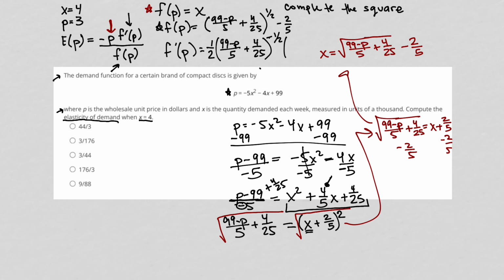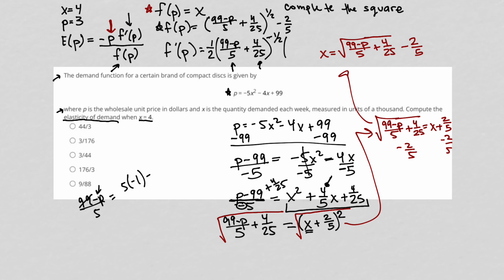The derivative of 4 over 25 is 0, so I don't have to worry about that. The derivative of 99 minus p over 5, let's just do that in the corner over here. So if I have 99 minus p over 5, obviously I have a fraction, so I will use the quotient rule. To find the derivative, it's low, so 5, times d high, or derivative of the numerator. The derivative of the numerator is just negative 1, because there's no derivative of 99, and the derivative of negative p is just negative 1.